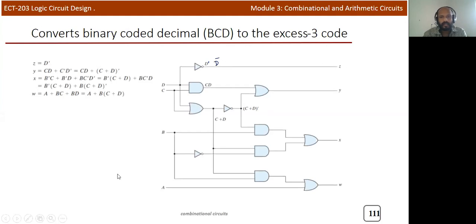Similarly, you can design any circuit, any code converter circuit, by simply writing the truth table, with input values on one side and output values on the other, and you can design the output value for each of the different combinations of input. So here the logic circuit is implemented for W, X, Y, and Z.